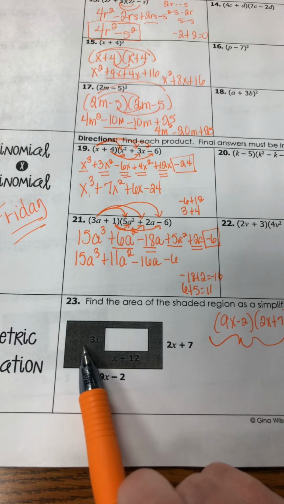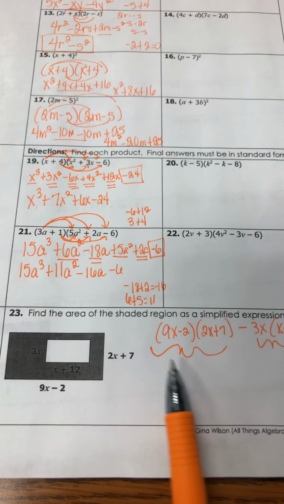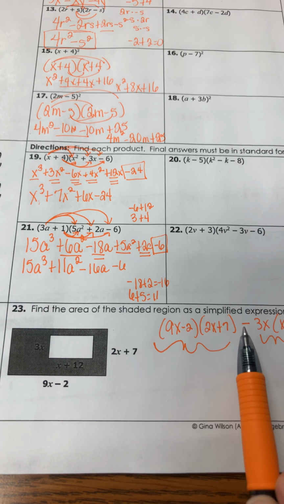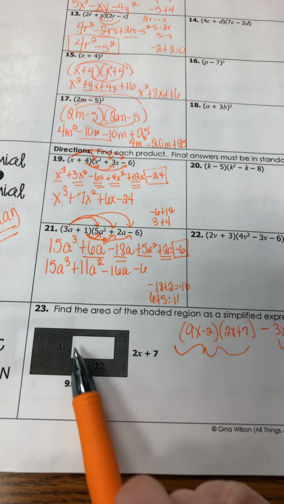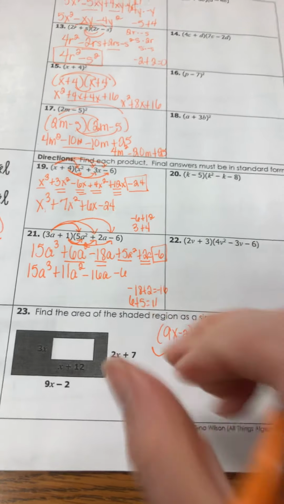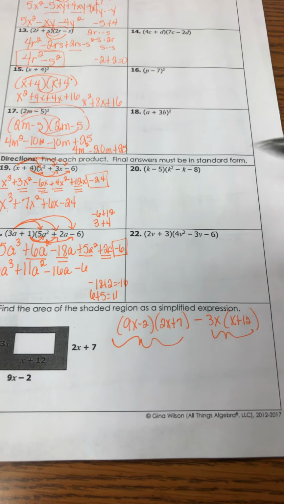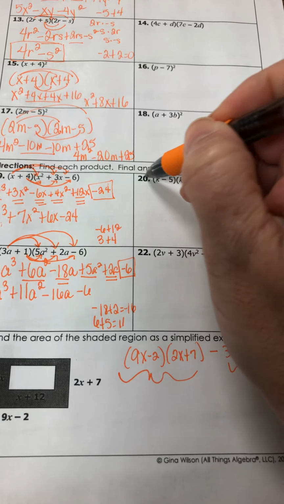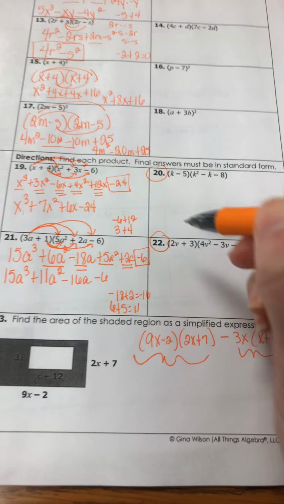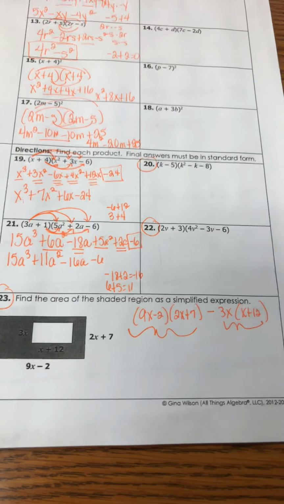So to find the area of the shaded region, you'll take the area of the entire rectangle, which is right here, and you'll subtract the area of the little rectangle in the middle. You're taking that area away from the big area, and that'll give you your final result. So I want you to do number 20, number 22, and I want you to finish this problem right here. I set it up for you, you finish it up.